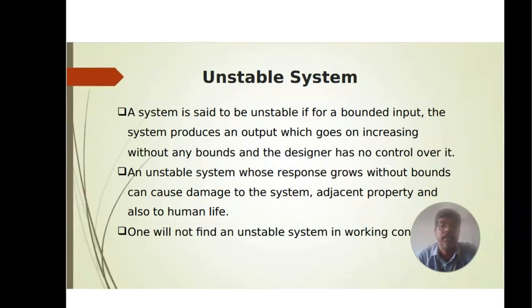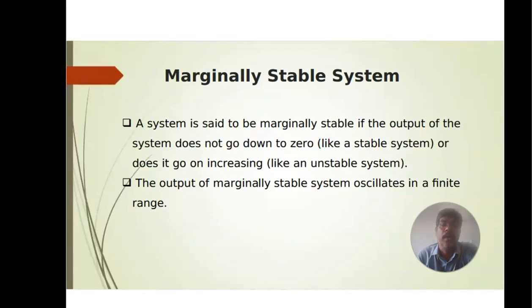But in an unstable system, for a bounded input, the system produces an output which goes on increasing without any bounds, and a designer has no control over it. For a marginally stable system, the output of the system does not go down to zero nor keep increasing.